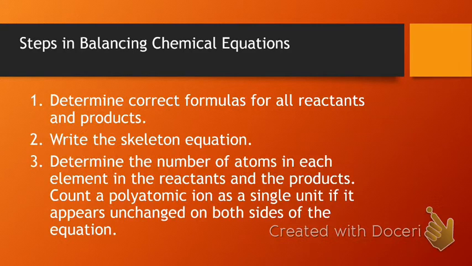When we count these, we are going to count polyatomic ions as a single unit if it appears unchanged on both sides of the equation. So if you have a sulfate, you are going to look at that SO4 2- as one sulfate, not a sulfur and 4 oxygens.